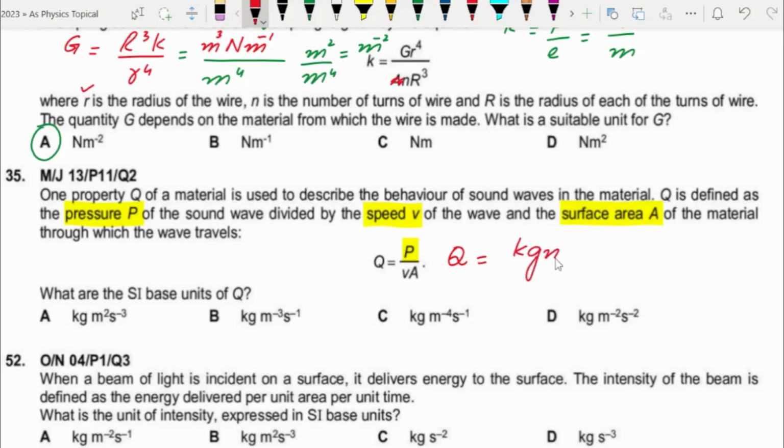kg m^-1 s^-2. How do we get it? Pressure equals force over area. Force is kg m s^-2. For area you have meter square. So one power cancels with this one. You still have one meter in the denominator. Shifting it up, kg m^-1 comes. But the best practice is that you memorize the base units of pressure.